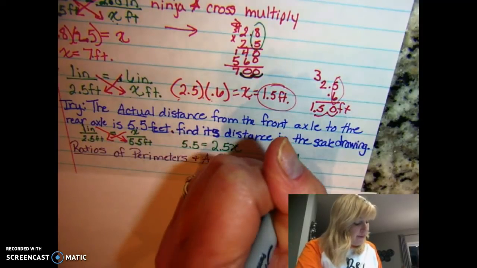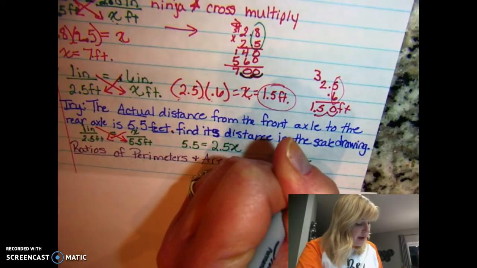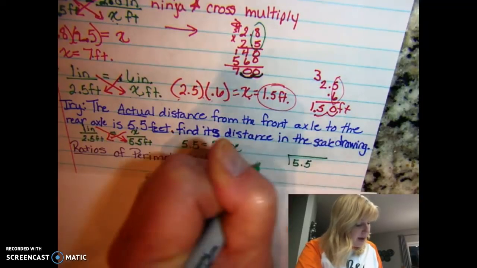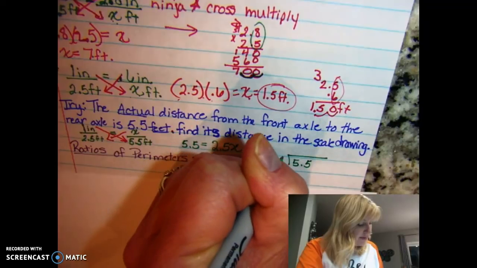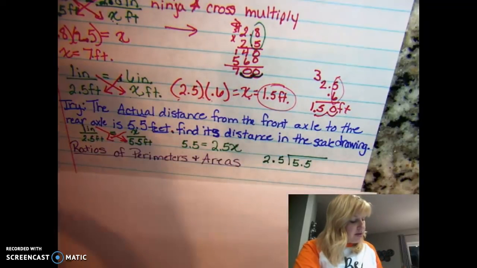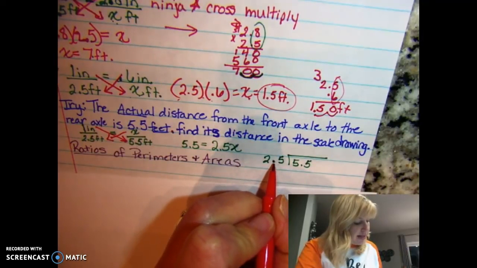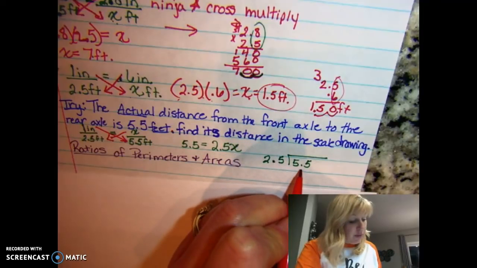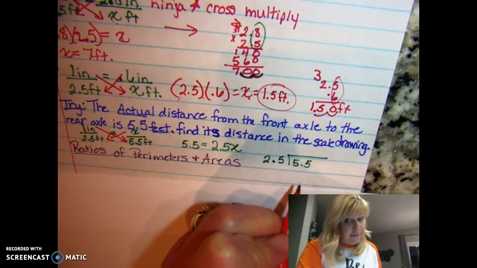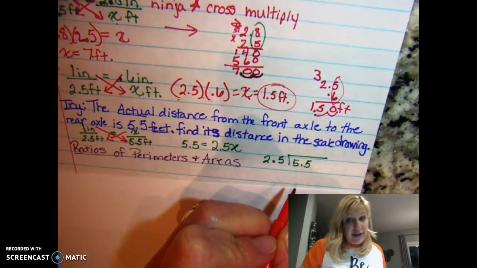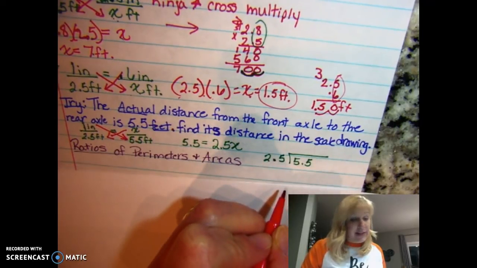So I have 5.5, and I want to divide it by 2.5. I want to remind you that this decimal is going to swoop over, and remember what you do over here. I'm going to pause the video. You try to figure this out.